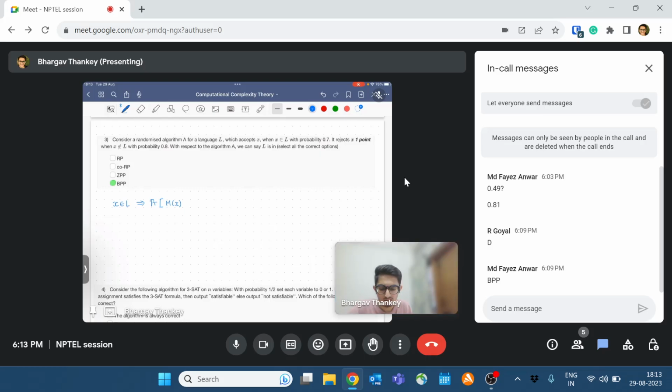So how does it contradict with this question? Even though there is a gap in the BPP, it does not contradict with the statement of the problem. It doesn't. Yeah, that's what I'm saying right now.